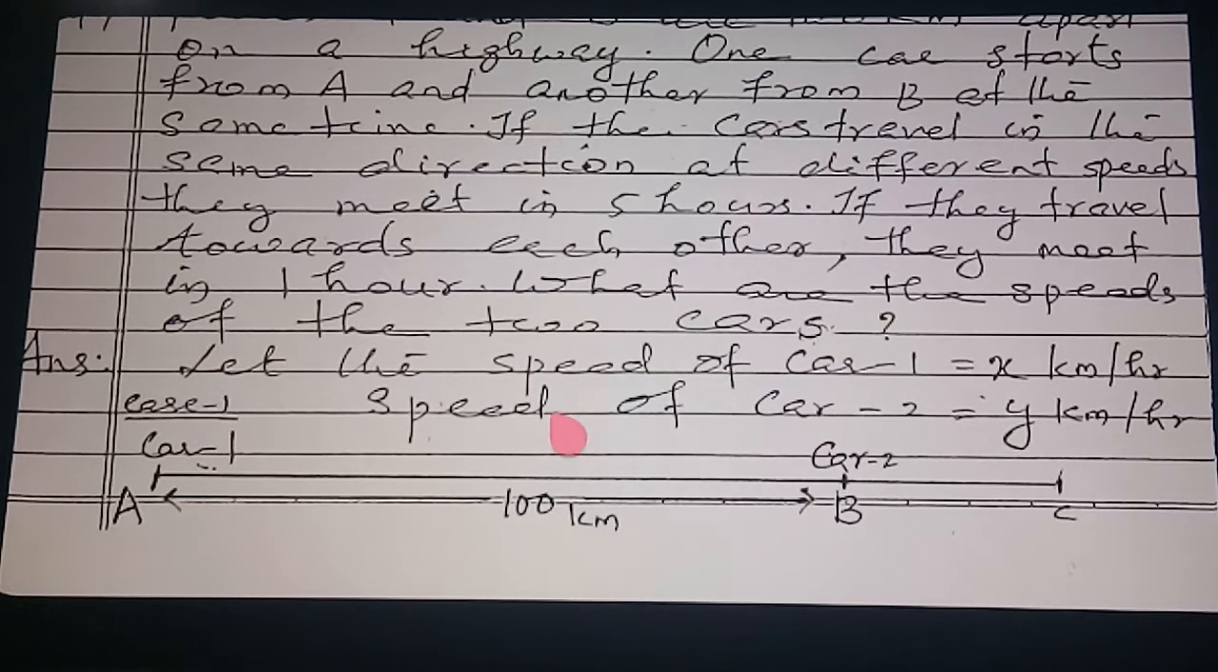Therefore, let the speed of car 1, the speed of the first car, be x km/h and the speed of the second car be y km/h. So the first car's speed is x km/h and the second car's speed is y km/h. Is the question clear? The question is clear and the variables are also clear.